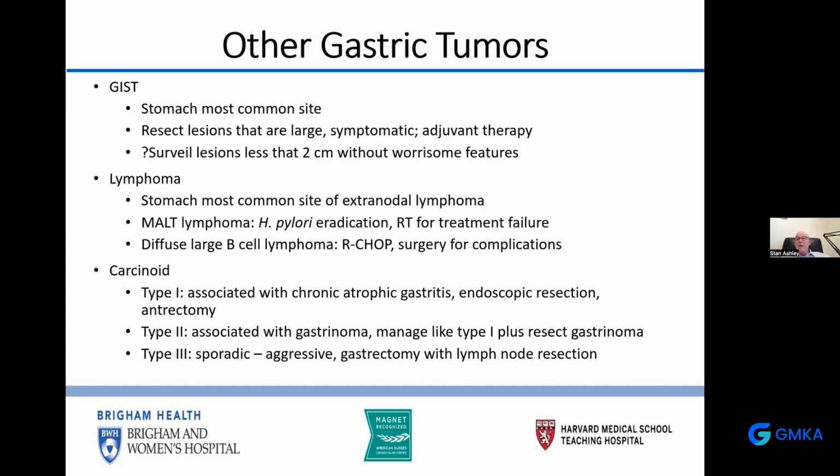There are a group that are referred to as MALT lymphomas that are associated with H. pylori, and treating the H. pylori often makes the lymphoma go away. We treat those with RT if there's treatment failure. And then large B-cell lymphoma, CHOP chemotherapy, reserving surgery for complications today.